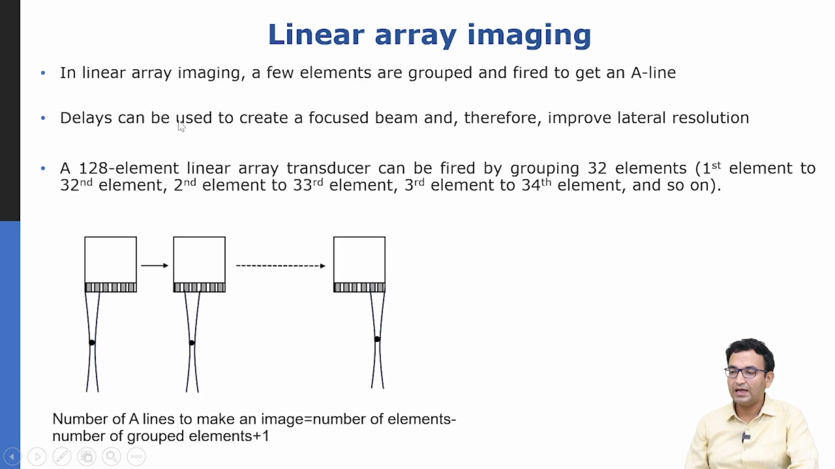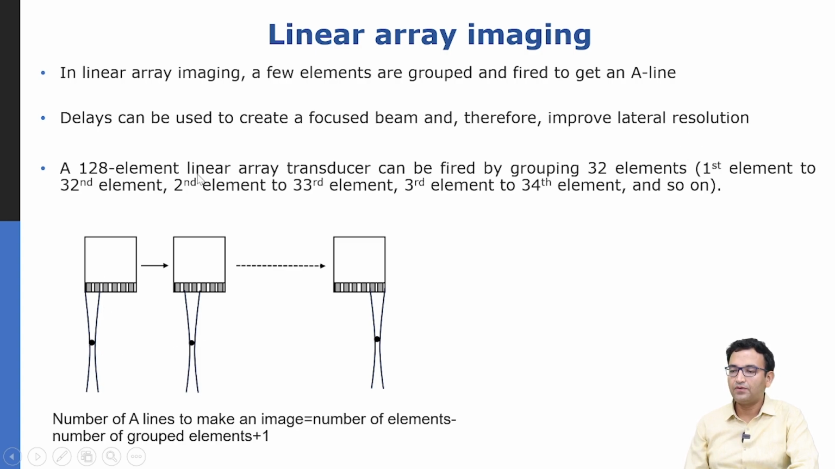When it comes to linear array imaging, we group some elements and we fire them together, and because of that we can generate a focused wave, and this focused wave is actually scanned across the elements. So, now we can also provide certain delays here to control the point at which this focusing happens. We will discuss more on this in the chapter on beamforming, and therefore, the lateral resolution can be improved by focusing at a particular depth.